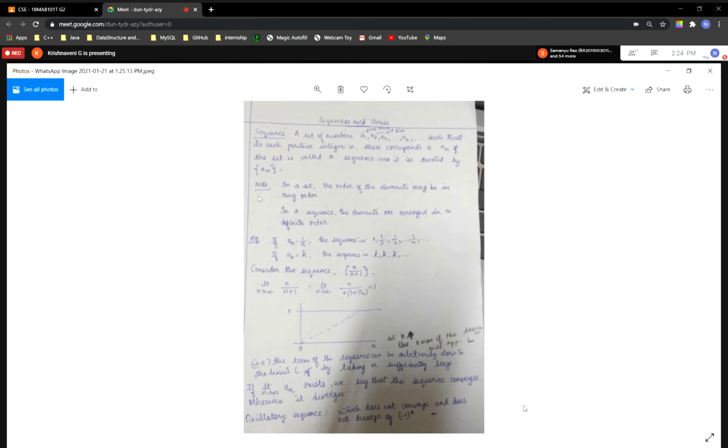Next, oscillatory sequence. An oscillatory sequence oscillates between 1 and -1, which neither converges nor diverges. For example, (-1) to the power n. Okay, that is the oscillatory sequence.